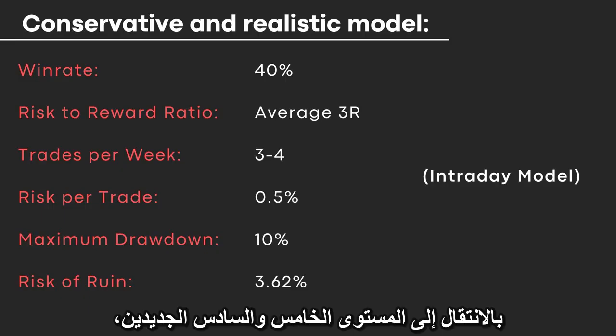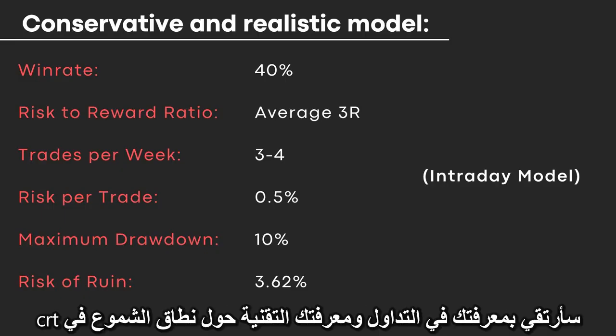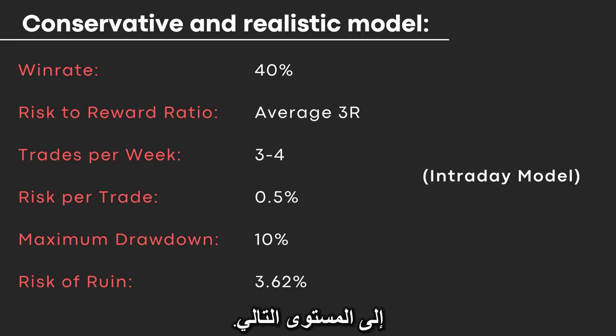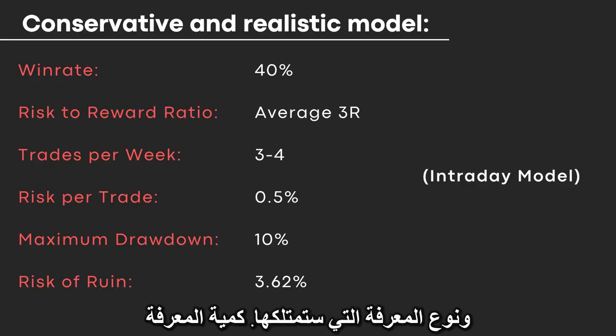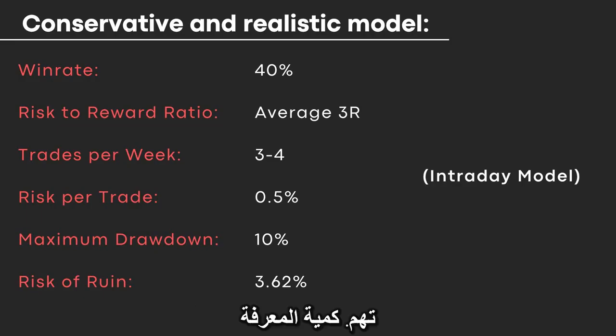Moving on to the new level 5 and level 6, I will take your trading knowledge and your technical knowledge about candle range in the CRT and IC to the next level. And at that level, even a win rate of 40% would look mediocre to you, because of the amount and the type of knowledge that you will have. The amount of knowledge does not matter.